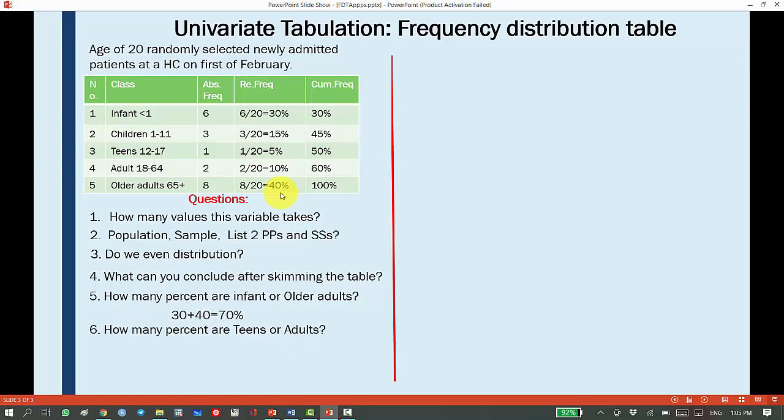How many percent are teens or adults? Teens or adults, here we have one for teens and 2 for adults. 5 plus 10 is 15%.